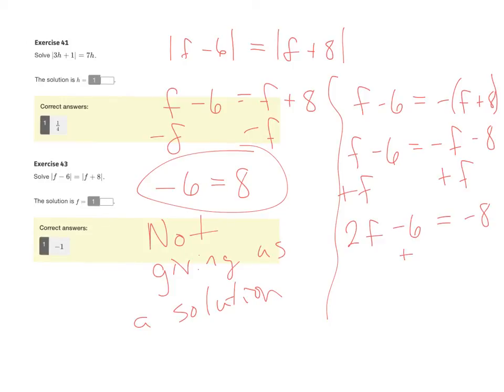Now we're going to add 6 to both sides. That's going to give me 2f is equal to negative 2. Divide both sides by 2. F equals negative 1. Now we can check this by plugging it in, right? Negative 1 minus 6 is negative 7. The absolute value of negative 7 is positive 7. Negative 1 plus 8 is positive 7. The absolute value of positive 7 is 7. So we get 7 equals 7. So we know that negative 1 is the solution.